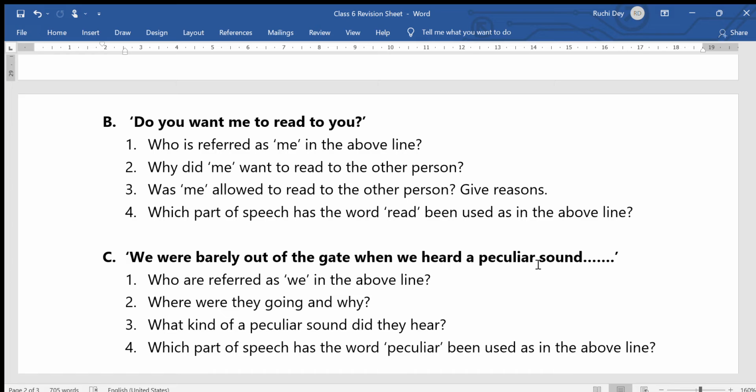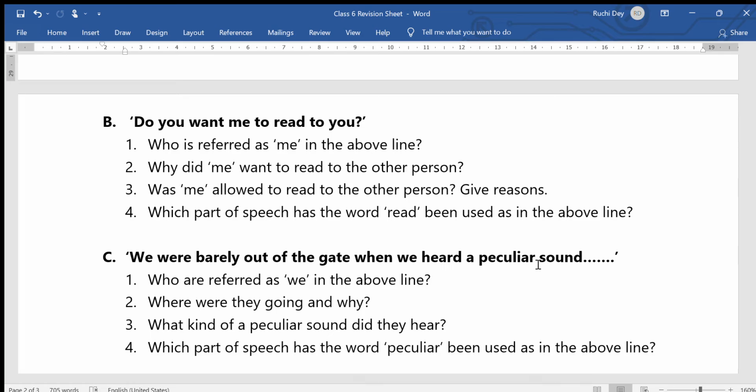Where were they going and why? Well, they were moving to another house because this house was being disturbed by the Pret. That was their reason. They were shifting to another house. Okay, let's see the next one. The next question says, what kind of a peculiar sound did they hear? Well, grandfather actually heard the sound of somebody talking, and it was none other than the Pret.